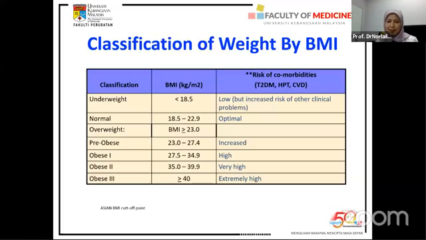So in Malaysia, we have been adopting the Asian BMI cutoff points to classify obesity, whereby less than 18.5 kilogram per meter squared is classified as underweight, normal is between 18.5 and 22.9, and anything beyond 23 is overweight. We further classify into pre-obese, obese class 1, class 2, and class 3. The reason it was done like this is that at a BMI of 23 kilogram per meter squared and above, it is associated with increased mortality. Lots of studies around the Asian region have shown that it is associated with increased incidence of diabetes, pre-diabetes, and also cardiovascular disease.